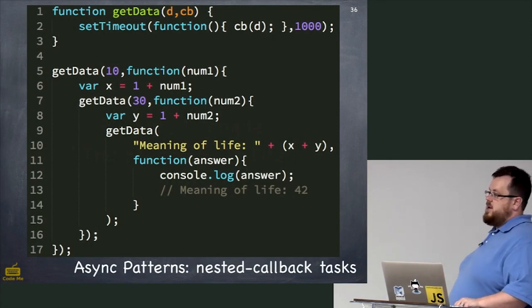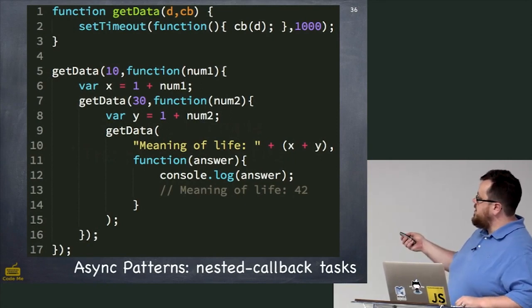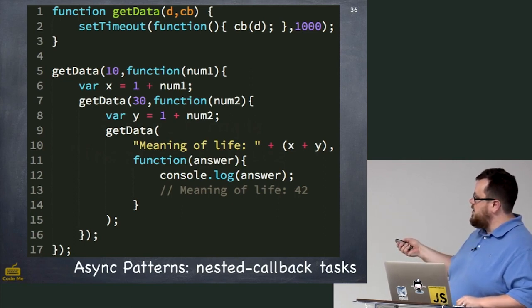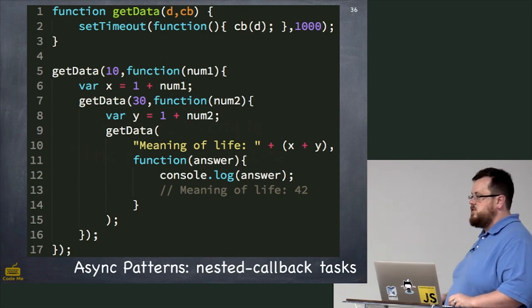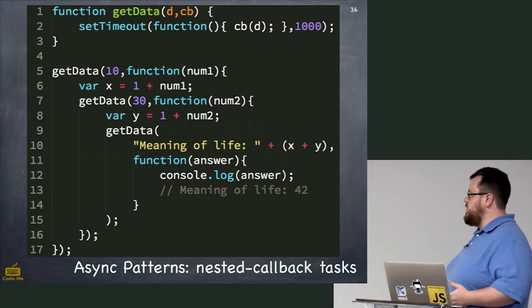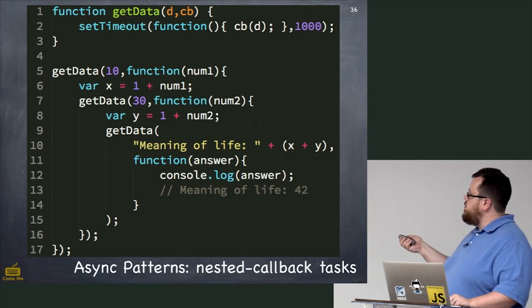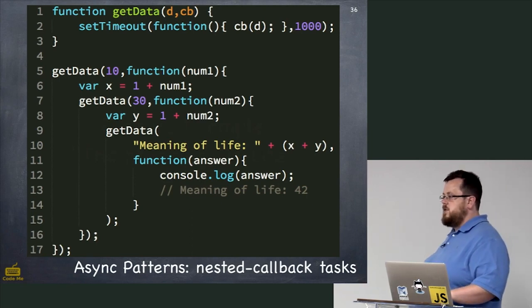There's my fake AJAX call, my get data function. You notice it takes in a piece of data, like a number, and then after 1,000 milliseconds, it calls whatever callback I provided and it just sends the data right back. So I pretend to ask for the answer, the calculation of value 10. 1,000 milliseconds later, the function's called and num1 is the value 10. Now x is equal to 1 plus 10, so x is 11. And then I make the call to 30. You notice that this is sequential calling. I've nested these calls together because they have a temporal dependency. I can't calculate 31 until after I've calculated 11. And then after both of those have been calculated, then I put the two together, meaning of life 42. I ask for that to be computed, and 1,000 milliseconds later, I get my answer back, meaning of life 42.